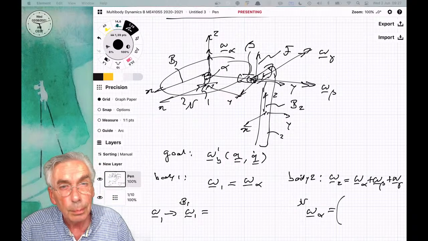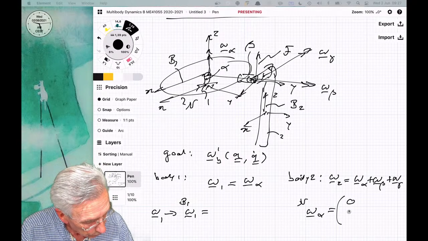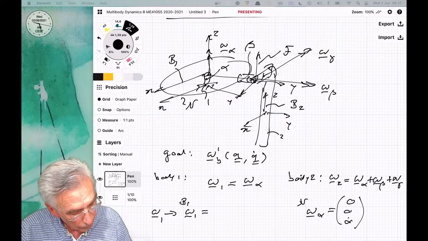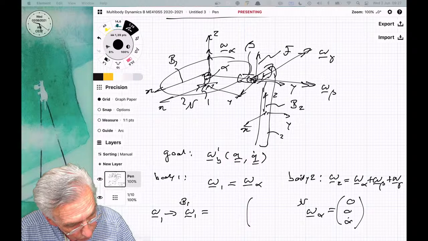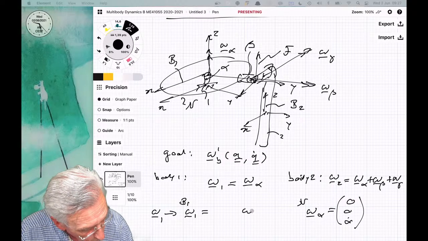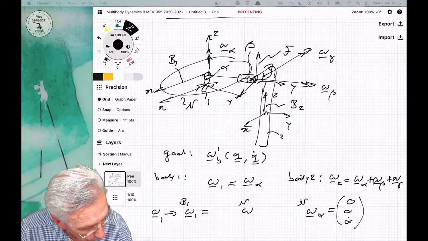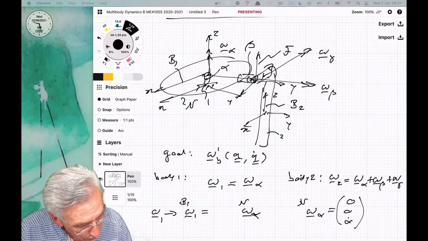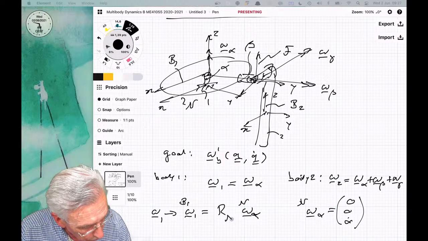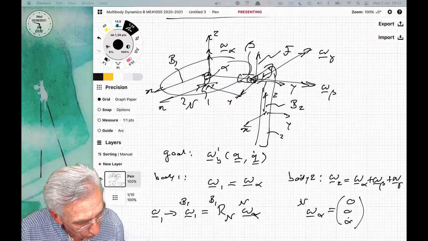Then it's a rotation about the z-axis, 0, 0, alpha dot, right? So I can write, oh yeah, that I know that guy, that is the omega in the n frame, alpha. Oops. But I need it in the B frame, so I need a rotation matrix from n to B1.